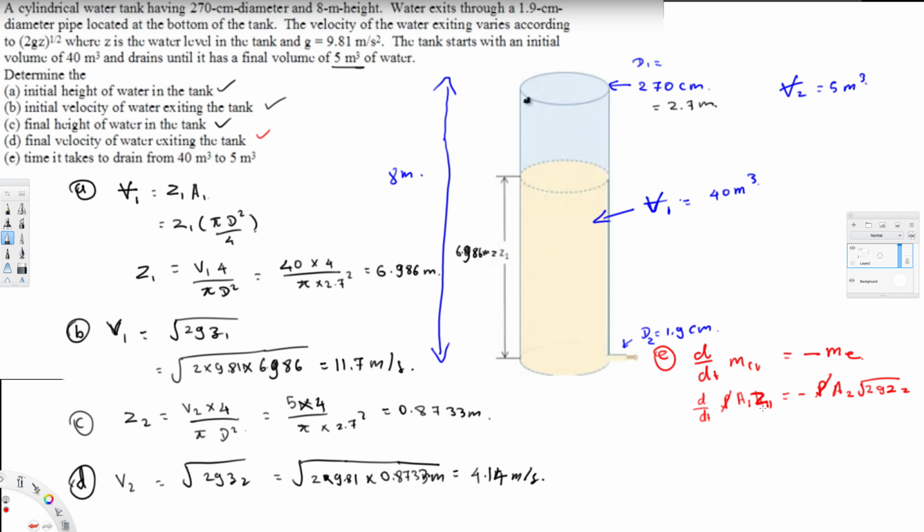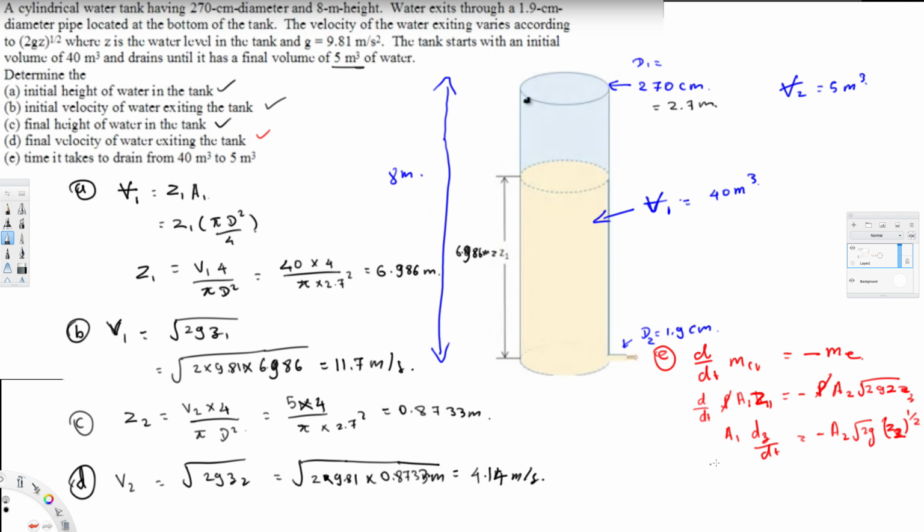So here the height is changing. So this is going to be A1 dz over dt. It's going to be equal to, let's take the square root out, so this is going to be minus A2 square root of 2g, and this is going to be z2, right? This is z2 power half. So we have this equation right here.